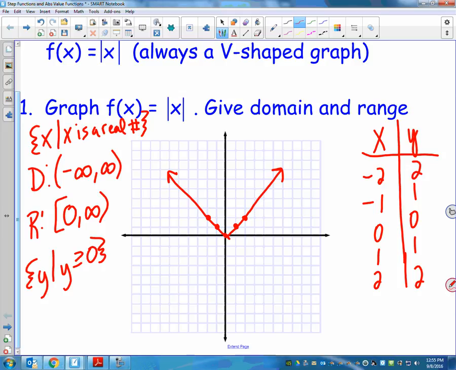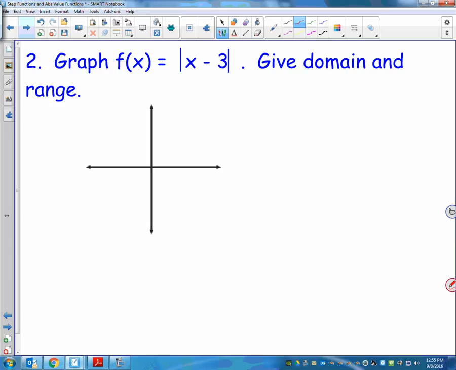So if we know the basic absolute value function is a V, then I can just throw other numbers in here and we can graph it. So look at the next one: the absolute value of x minus 3. You have to make that graph, pick the points, and make sure it's a V-shaped graph. So here's what I want to caution you against. Sometimes you just pick 3 random points, and those are the only ones you graph. This is what happens a lot.